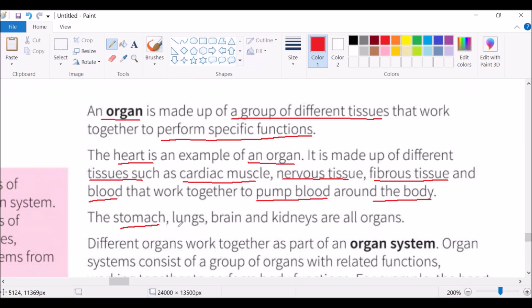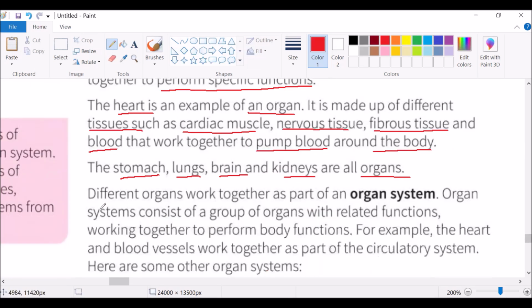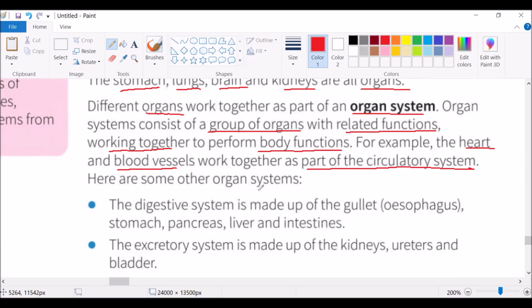The stomach, lungs, brain, and kidneys are all organs. Different organs work together as part of an organ system. An organ system consists of a group of organs with related functions, working together to perform body functions. For example, the heart is an organ, the blood vessels are an organ. Both work together as part of the circulatory system. Here are some of the organ systems.